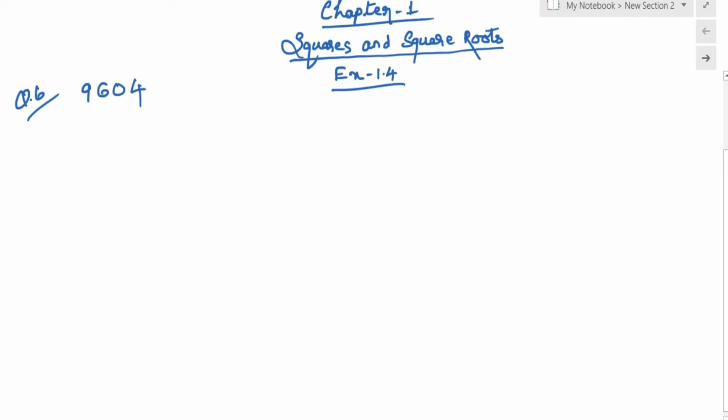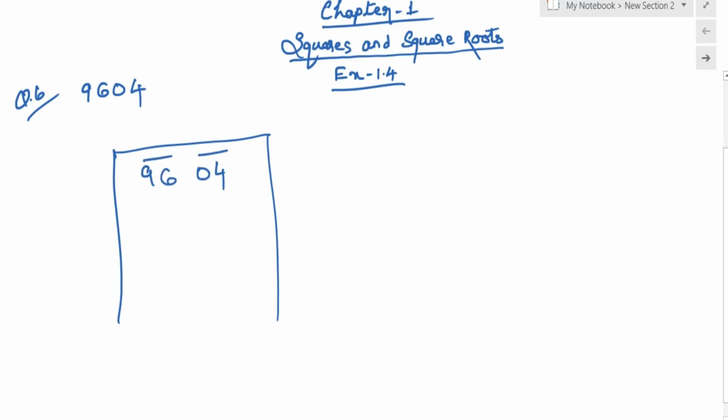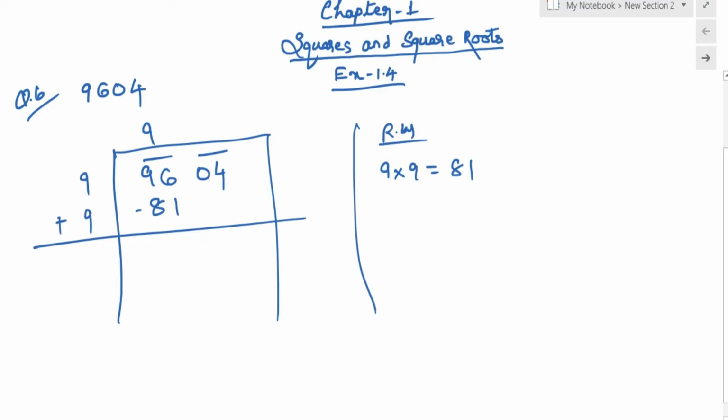Now next question is 9604. Again we'll keep it inside the box. We are having 9604. 04 will be one pairing, 96 will become another pairing. Now you know that in the rough we can go ahead with 9 9s are 81, 10 10s are 100. We cannot go ahead with that, so we'll go with 9 9s are 81. And here also 9 plus 9 will become 18, one digit will become vacant for solving the next step. 6 minus 1 is 5, 9 minus 8 is 1, 04 will go down and it will become 04.